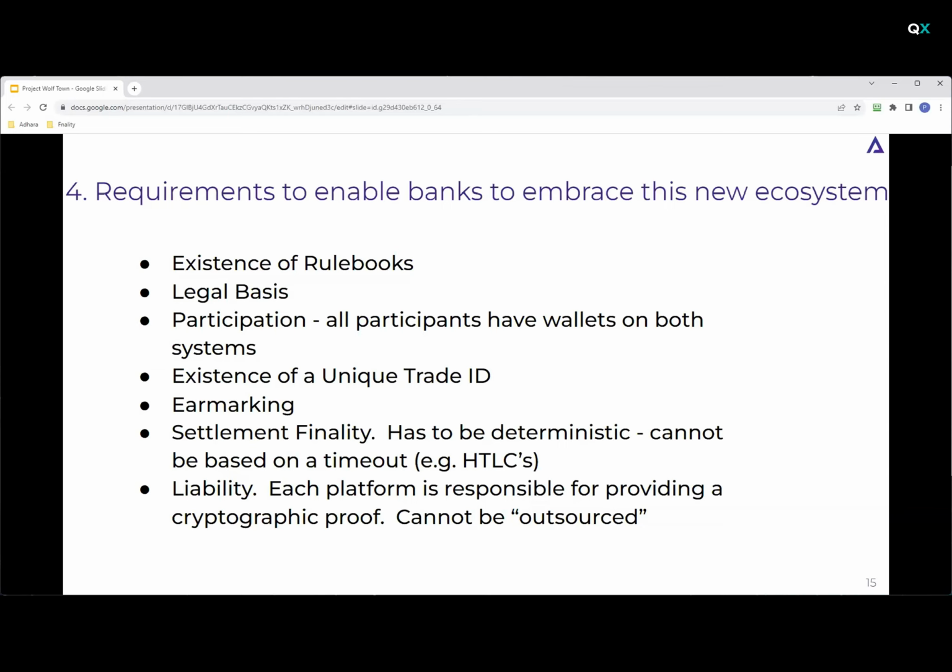And then what we enforce is to have both parties earmark their funds or assets on both sides before the trade goes through. And once the trade has gone through, we also said that we have settlement finality that is deterministic, i.e., either both legs go through or both don't. There can't be a time component or a timeout component that adds uncertainty to what the outcome will be.